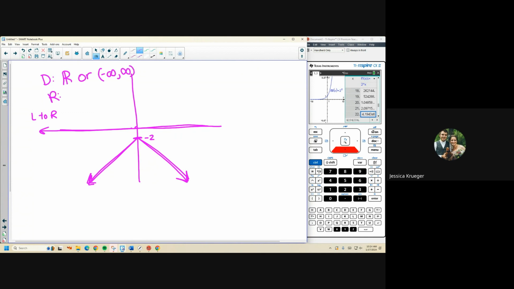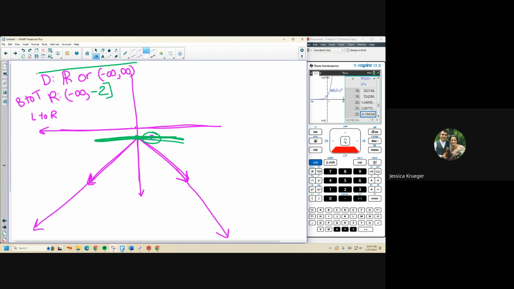My range is bottom to top. Well, the bottom of this function keeps going down forever and ever. These lines are going to keep going and going and going. So there really is no bottom to this function. It goes to -infinity. However, it does have a top value. The highest this function gets is -2, and it equals -2 because there's a point at -2. So this would include a square bracket.